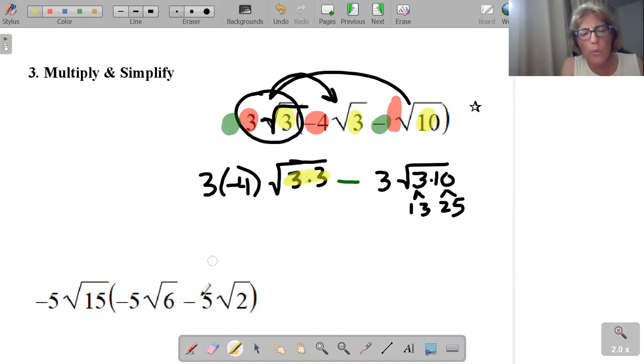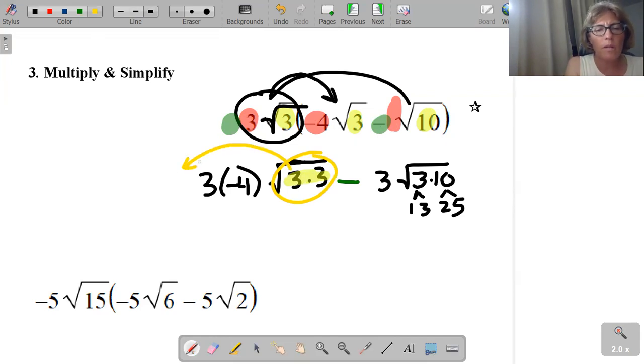We have a pair of 3's. They're going to come out completely. And nothing stays because nothing's left behind. Here, there's nothing that has a date, so it stays exactly as it is. This is 3 times negative 4 minus 3 root 30.